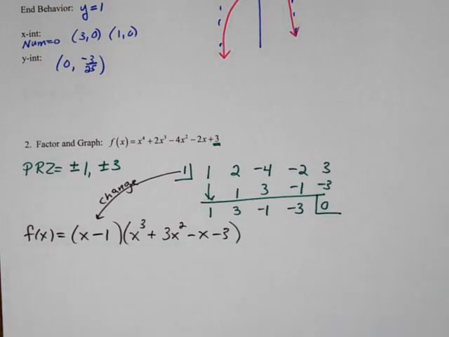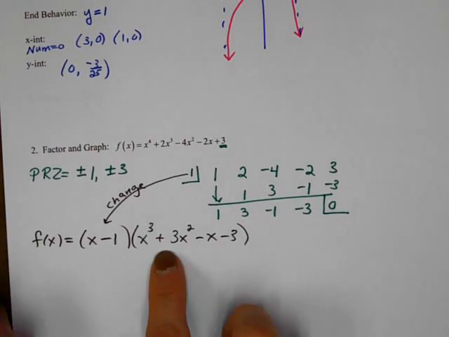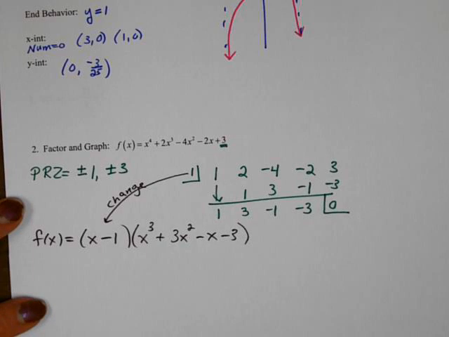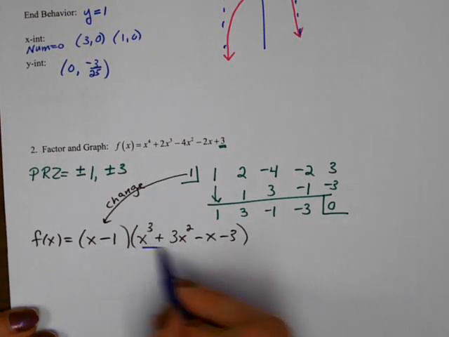Whenever you try to factor, always look for factoring by hand. I could keep testing, but maybe I could do grouping. Let's see. Is there something I could take out of here?